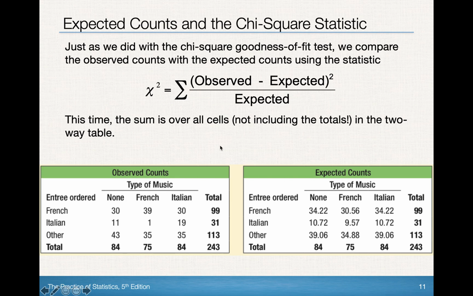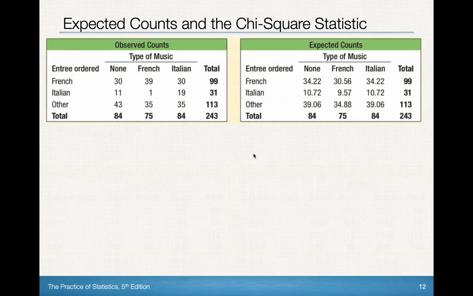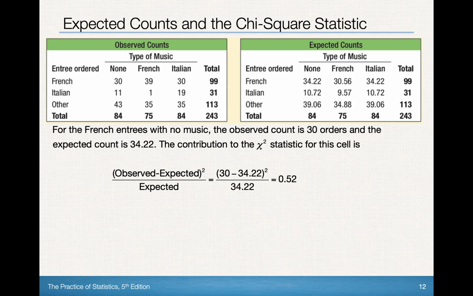and on the right side, you'll see the expected counts. So if we were to do this by hand, we would do observed minus expected squared divided by the expected. So it would be 30 minus 34.22 quantity squared divided by 34.22. And that would be the contributor for the French entree chosen with no music playing. Okay, and I'll show you that here. So we have 30 minus 34.22 quantity squared divided by 34.22. So 0.52 is the contributor for that cell.